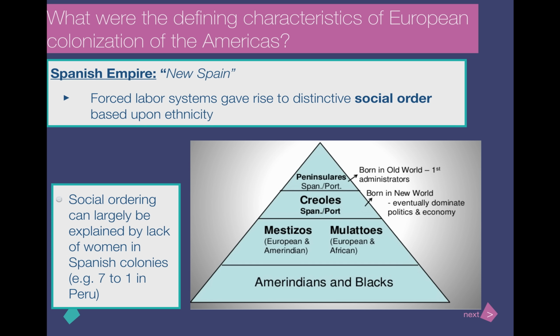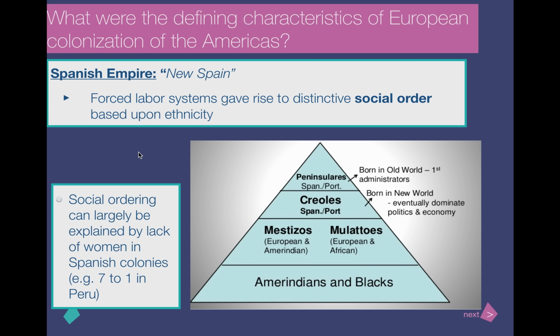Now, this really interesting social class system here that's based upon ethnicity can largely be explained, specifically the mestizo and mulatto population, by the lack of women in the Spanish colonies. So this incredible significance that's being placed on your bloodline for peninsulars and Creoles is a product of a lack of a significant portion of women. So, for example, there were 7 men to every single Spanish woman in Peru. Then that leads to a greater mixed population.